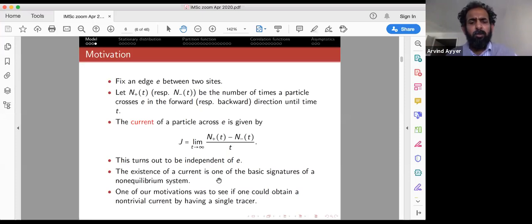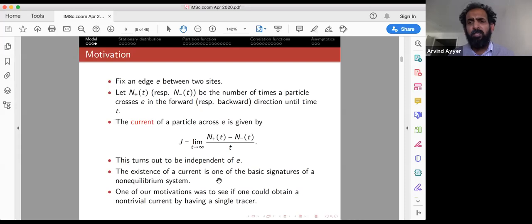And so currents are very important from the point of view of statistical physics. One of the motivations was to see if you could generate a current. So you see all these regular particles, which are symmetric. They move forward and backward equally often on average. But there is this one tracer particle that is trying to push one way rather than the other.